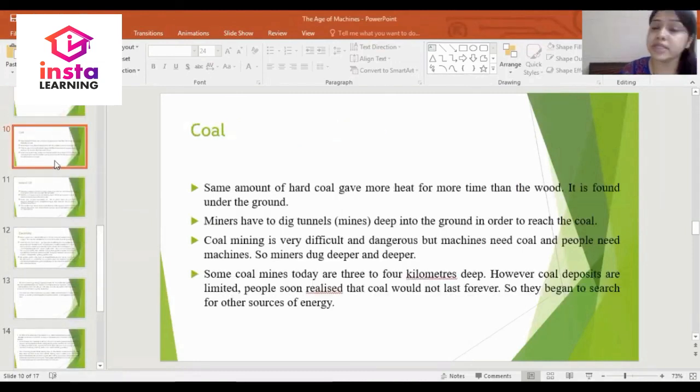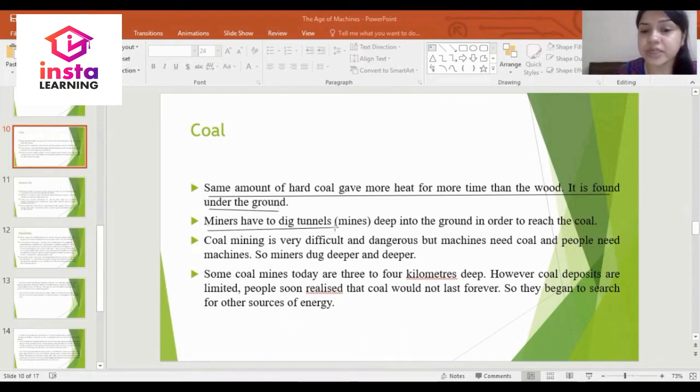So, the next learning objective of the chapter is coal. Let's understand coal. The same amount of hard coal gave more heat for more time than the wood. It is found under the ground. Again, this is a very important question: where do we find coal? So, coal is found under the ground.